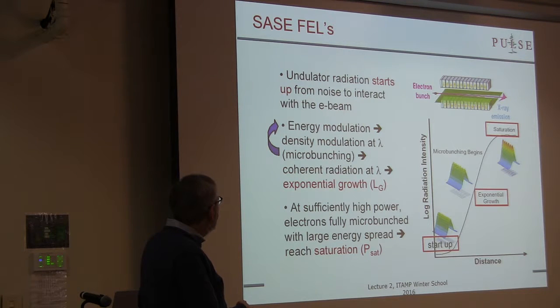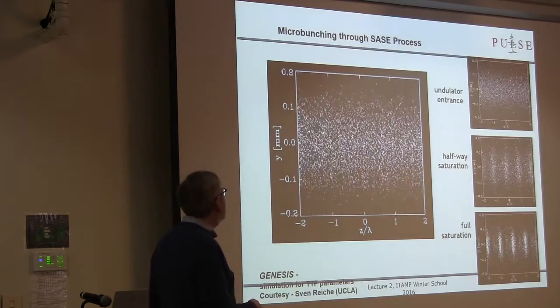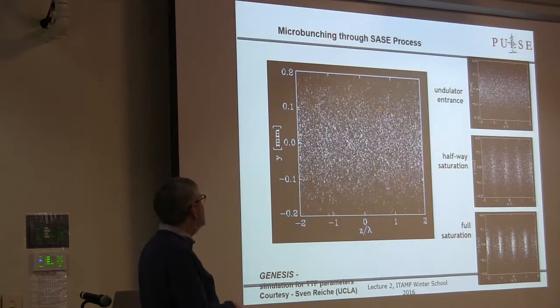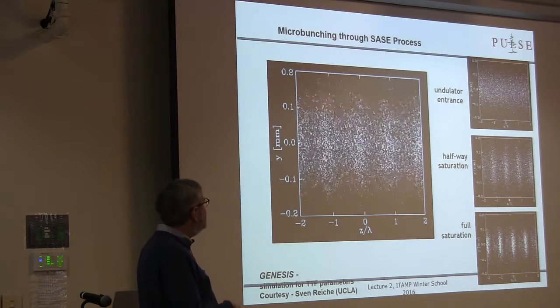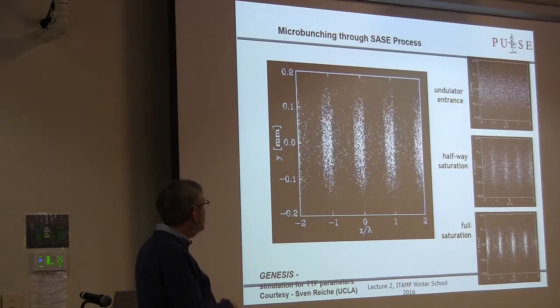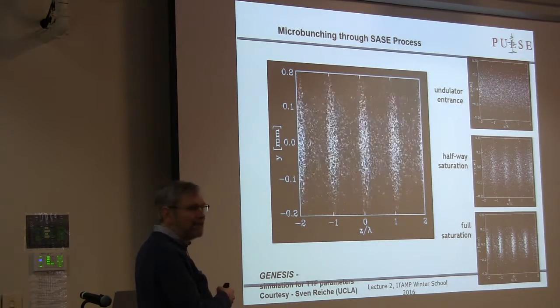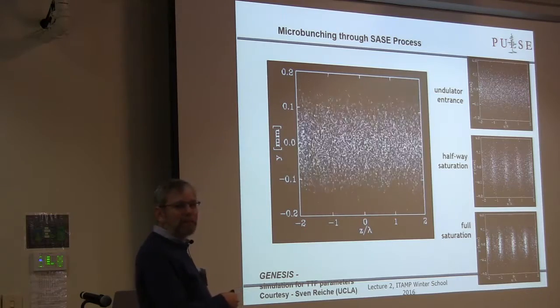And then the modulation of energy gives rise to modulation of density. You have an exponential growth phase, and eventually you get really good microbunching, and then you get saturation at sufficiently high power. And here's a simulation by Sven Reiche at UCLA that shows this in the co-moving frame. Those electrons are in the process of going through a long undulator and being bunched. You can see it happening now. They are microbunched. Now look, they start to kind of trail off on one side. You see that? What's that?